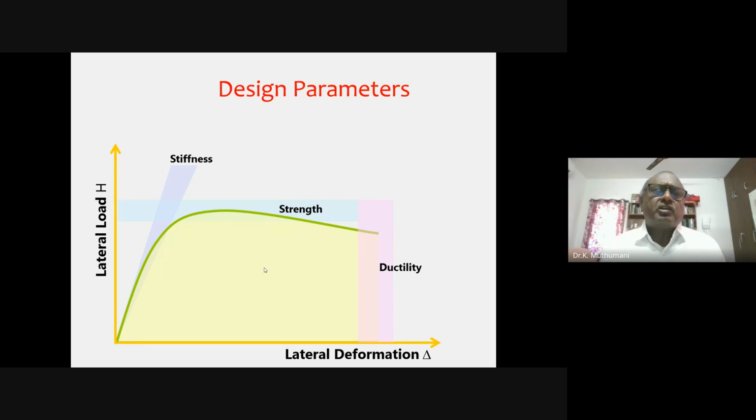Suppose assuming that you are going to follow a code like IS 1893 or 13920, whatever that code you are going to follow. So in that code, how these three parameters are engulfed or integrated inside, and how we have to see this as a designer. So this is a first point.